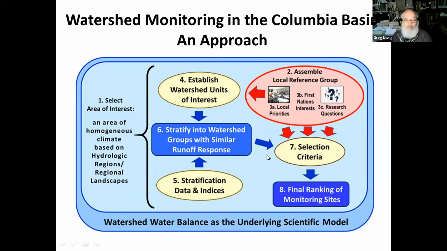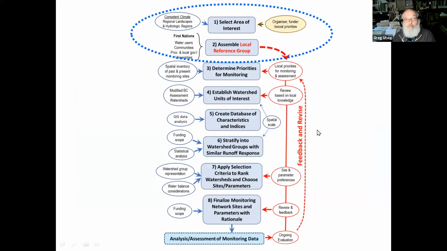And I'm just going to go through this in a bit more detail in the report. We have a table here which basically has the steps that we would follow to do such a thing. So first of all, is picking the area of interest, which of course depends on the funder and whoever is actually controlling the overall program. And secondly is the need to assemble this local reference group.